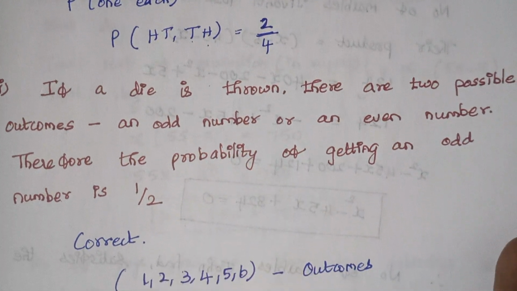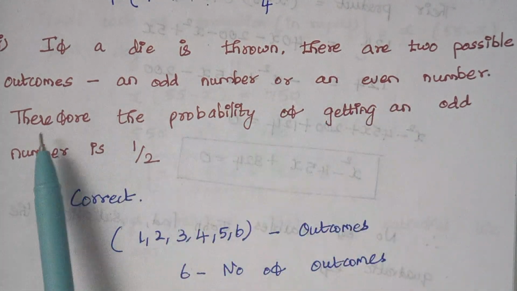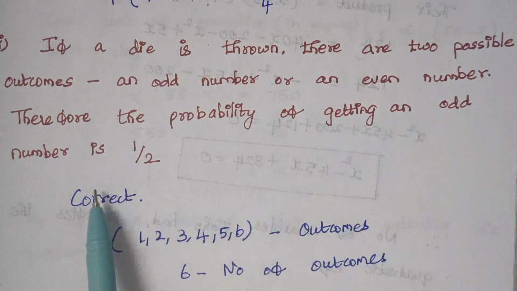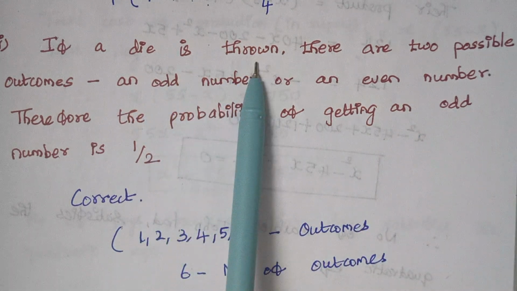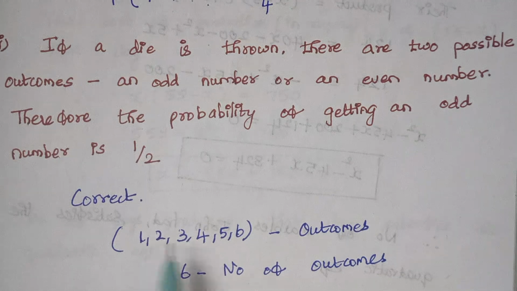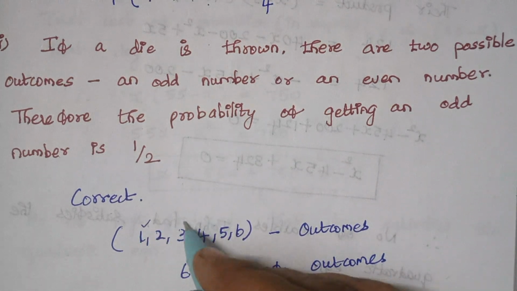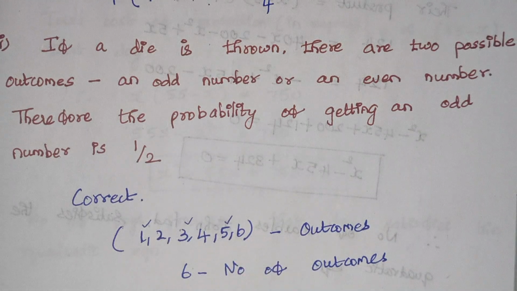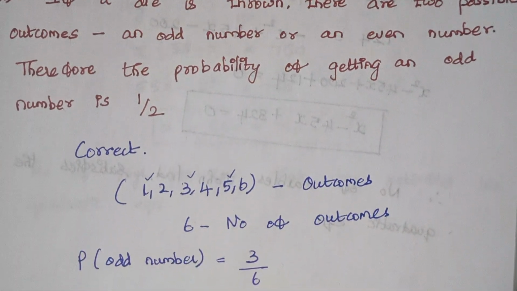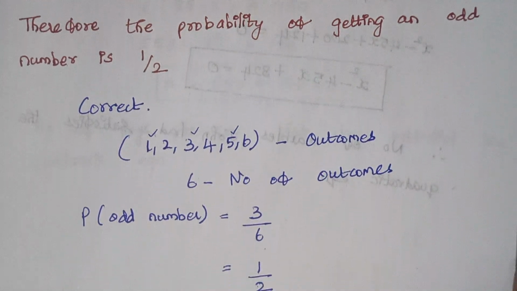If a die is thrown twice, there are 2 possible outcomes: an odd number or an even number. Therefore, the probability of getting an odd number is 1 by 2. So if a die is thrown, how many possible outcomes? We will be having 6 possible outcomes, from numbers 1 to 6. So, probability of getting an odd number. How many odd numbers do we have? We have 1, 3 and 5. So totally we have 3 odd numbers. So probability of odd number is 3 by 6. That is, number of favorable outcomes is 3 and the total outcome is 6. So here it is 1 by 2.